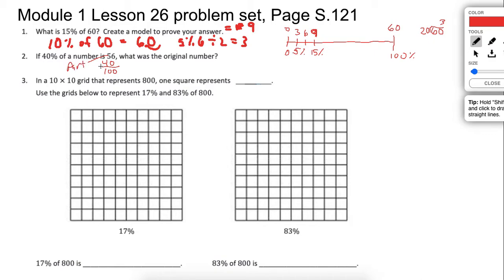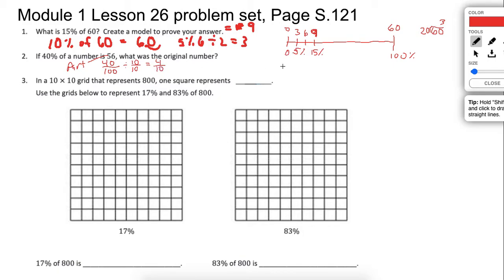And the part is what's on top. It goes with the percent. So we want to get this fraction. So somehow I've got to get that here. If I divide that by 10, I'm just going to simplify my fraction down. That gives me 4 out of 10.